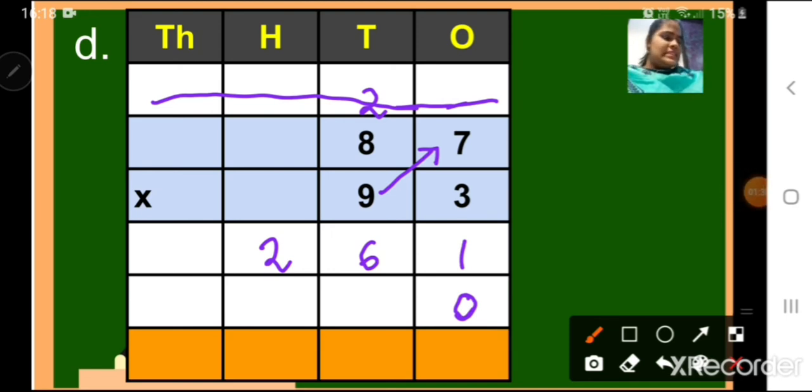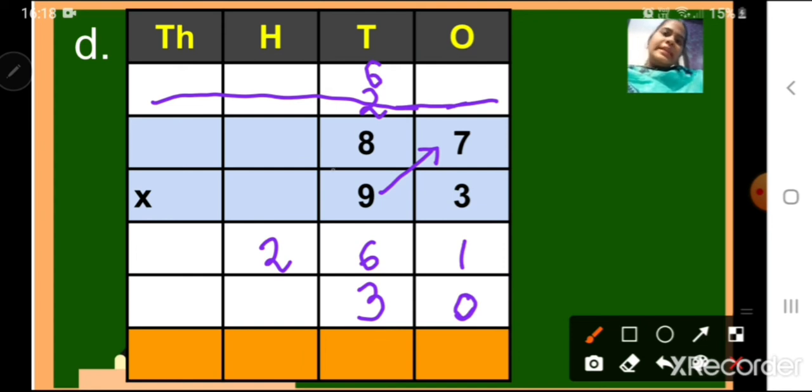9 sevens are 63, correct? So 6 we have to carry over here at the tens place. Okay, here only we have to carry over. See, 60 and then 3 you will write here down. Got it? Now we have multiplied 9 into 7 and we got 63.